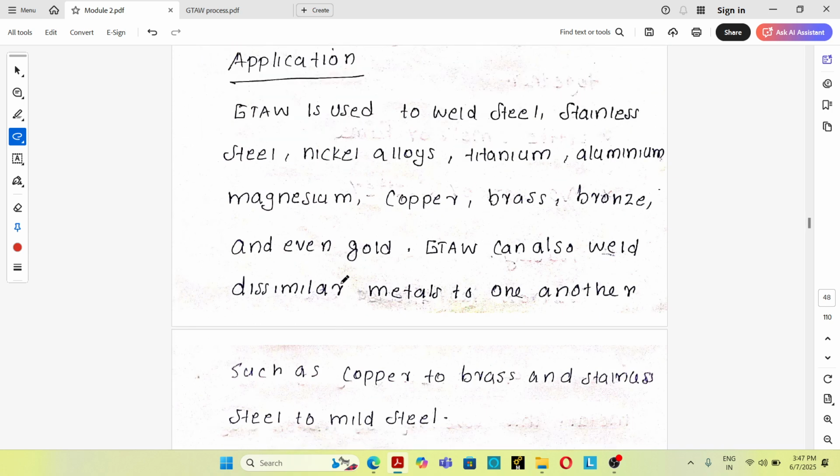Applications: GTAW is used to weld steel, stainless steel, nickel alloy, titanium, aluminum, magnesium, copper, brass, bronze, and even gold. GTAW can also weld dissimilar metals to one another, such as copper to brass, stainless steel to mild steel, etc. So this is one of the main applications of GTAW or TIG welding, which is used for welding dissimilar metals, copper to brass or stainless steel to mild steel, etc.